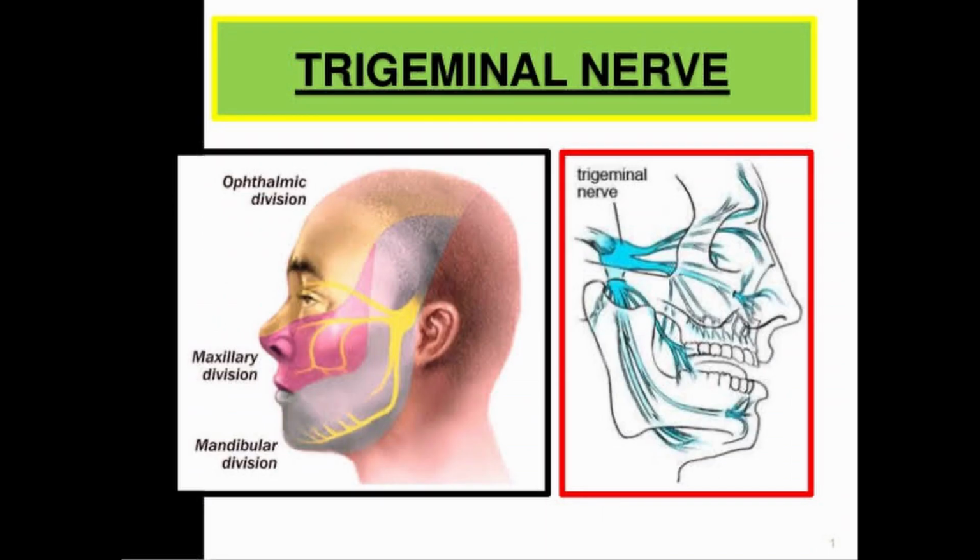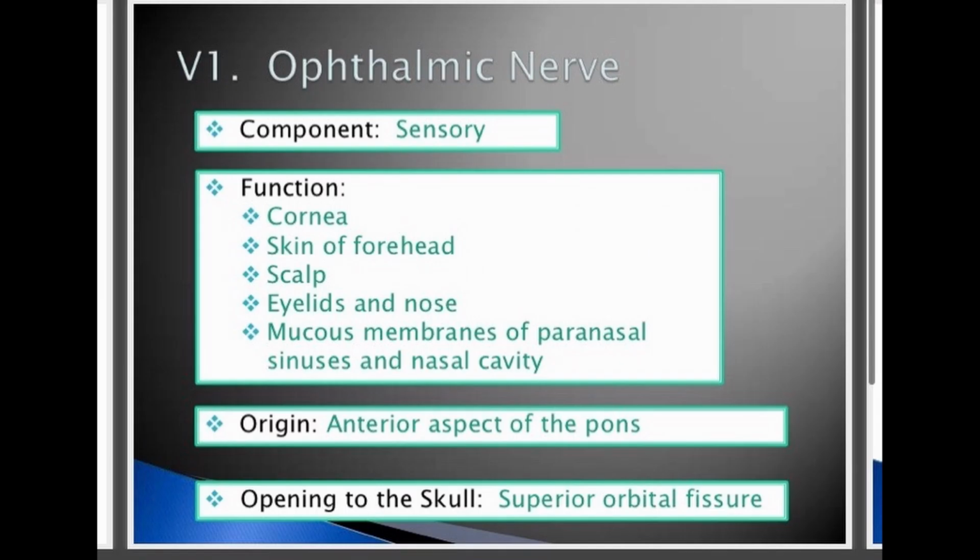Now the next nerve is the trigeminal nerve. As you can see on the diagram, the trigeminal nerve is divided into three: ophthalmic division, maxillary division and mandibular division. Firstly we discuss the ophthalmic division. Its component is sensory, and its function covers the cornea, skin of the forehead, scalp, eyelid and nose, and the mucous membrane of the paranasal sinus and nasal cavity. It takes origin from the anterior aspect of the pons, and the opening of the skull is the superior orbital fissure. So this is the first division of the trigeminal nerve.